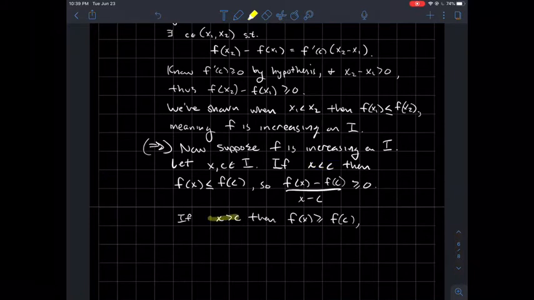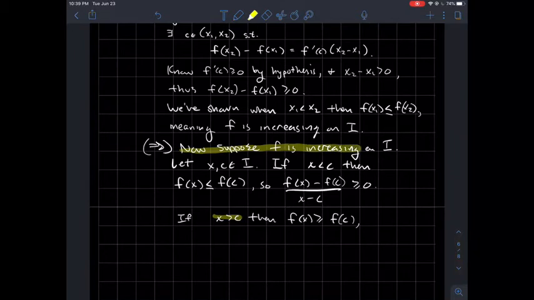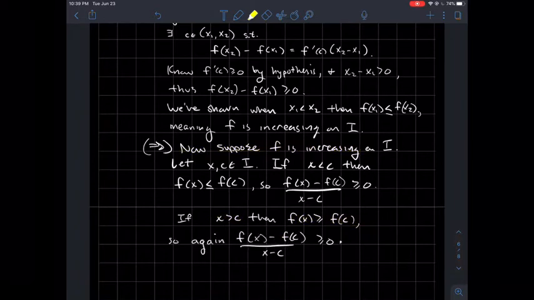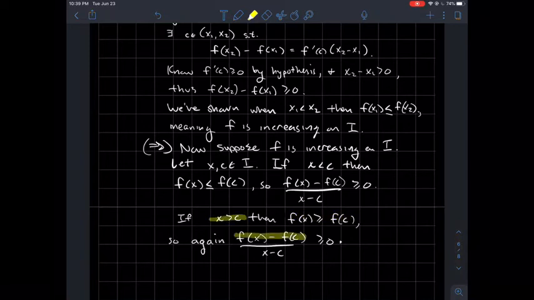What if x is to the right of c? Well, again, because I've supposed that my function is increasing, f of x should be bigger than or equal to f of c. And again, what do I get? When I take the difference, f of x is bigger, so now this is positive, and remember now x is to the right of c, therefore x minus c is positive. So therefore I can at least say that this is non-negative.